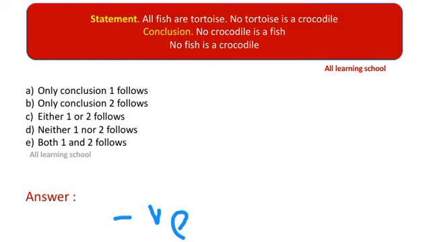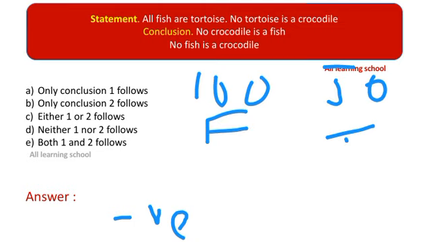For merging these statements, we'll give them income. Income of fish is 100. Income of tortoise is 50. Similarly, in the second statement, income of tortoise is 100 and income of crocodile is 100. Now according to the rule of merging, there should be some common word. Here the common word is tortoise, and in the second statement its income is 100. So it can be merged according to the rule of merging.